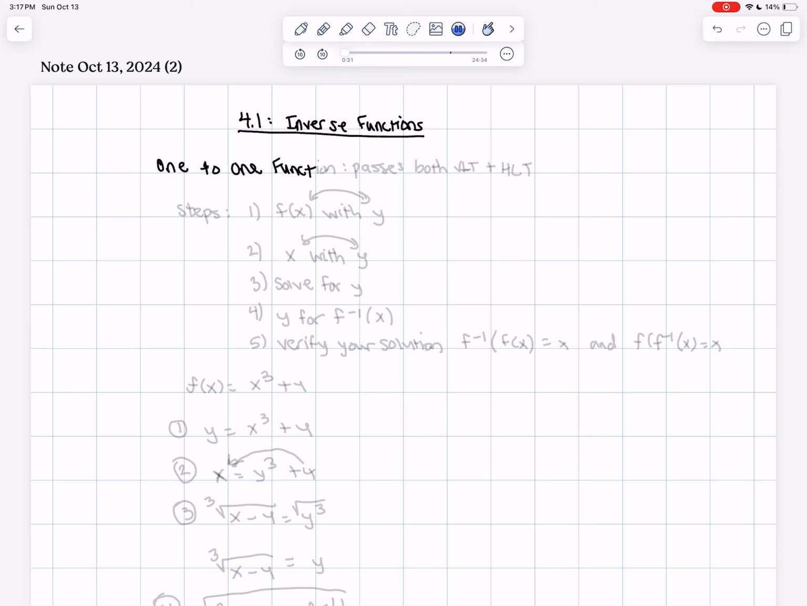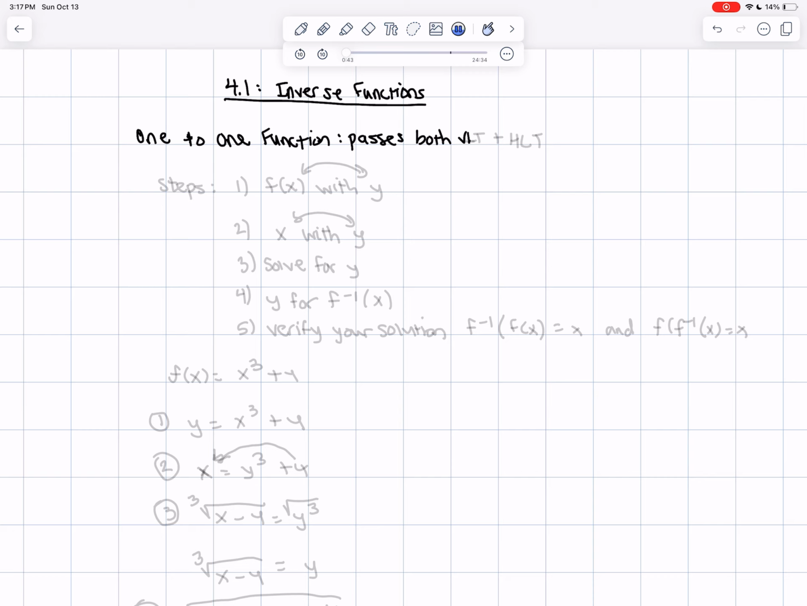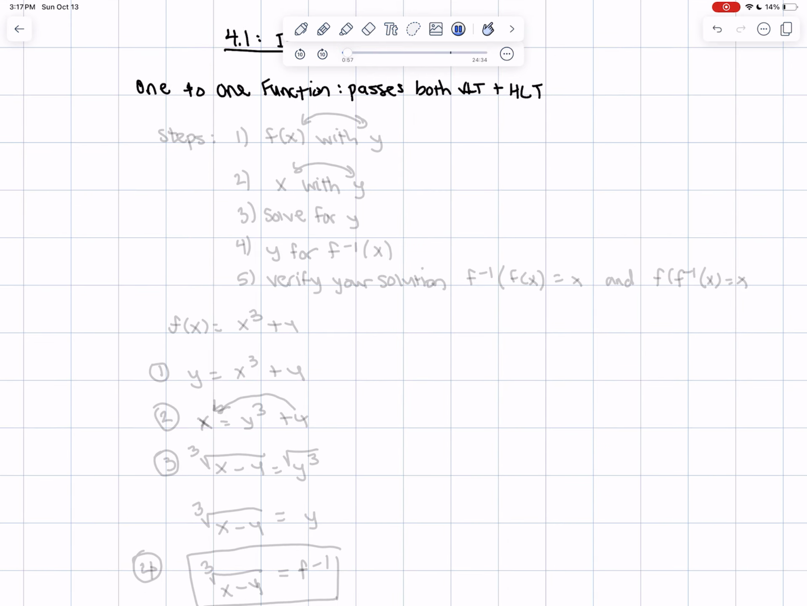So as we previously stated in class, this means it's a function that passes both the vertical line test and the horizontal line test. And so we have a total of 5 steps to solve for the inverse of a function. So our steps are as follows. The first step is to replace, so switch f of x with y. So you're going to switch these two.